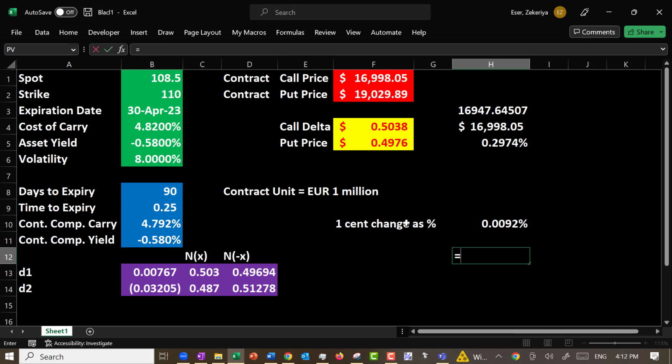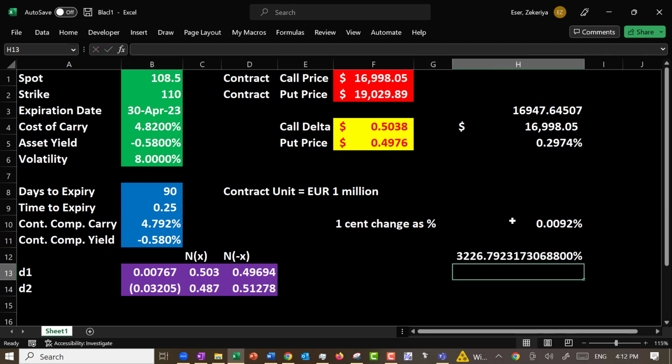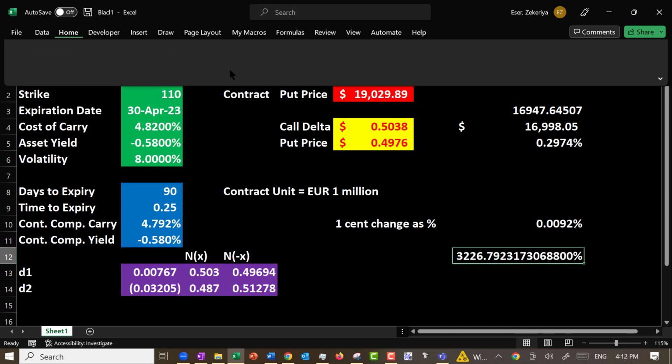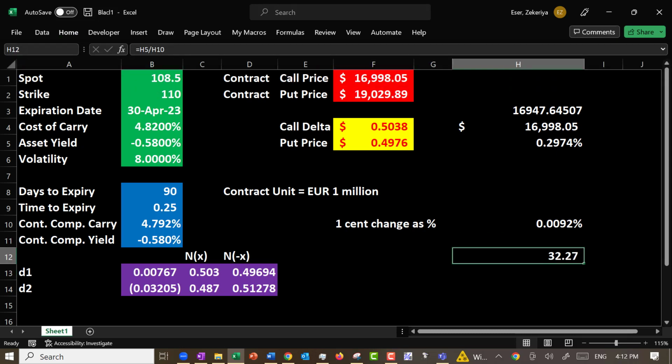So when the underlying price changed by 0.092, the option price went up by 0.2974. That's your implied leverage, okay? I did it correctly.